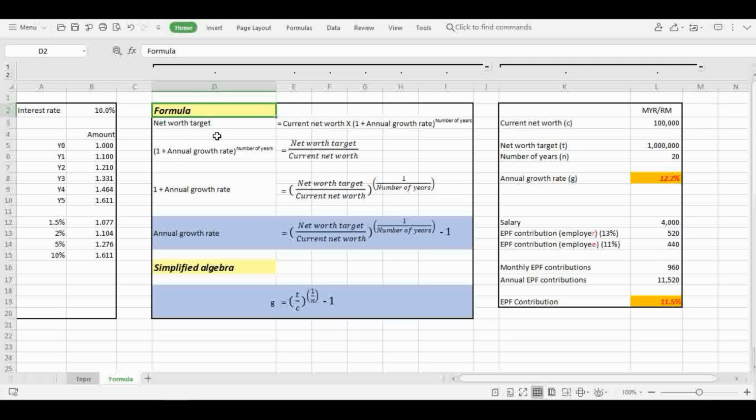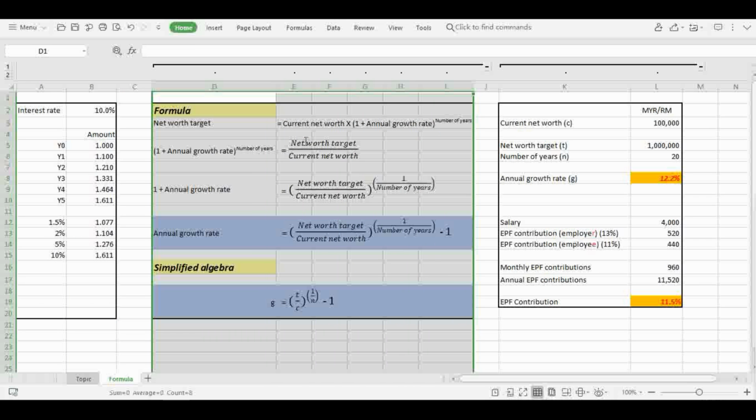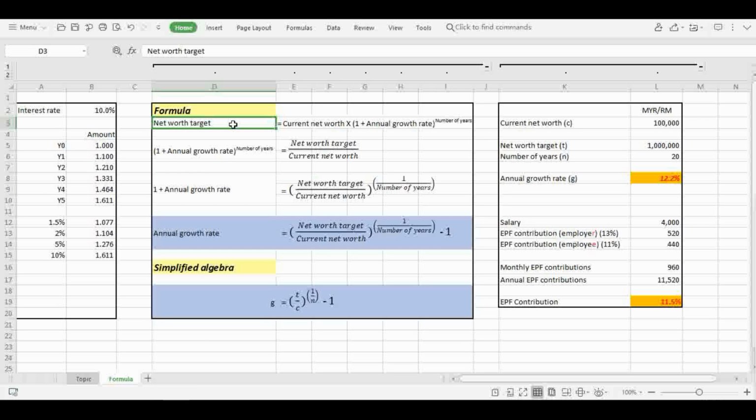So now, moving on to the second table, based on the understanding from the first table, I'm going to show you how you actually come up with the formula that you need to use to compute your annual growth rate in Excel. Okay, so now the net worth target formula is basically your current net worth multiplied by 1 plus your annual growth rate, to the power of the number of years that you are targeting to achieve your final net worth.